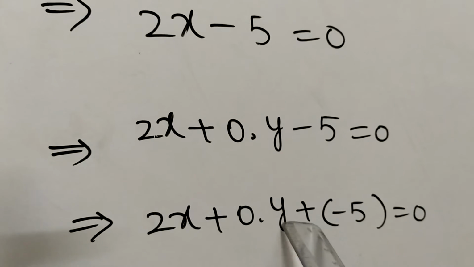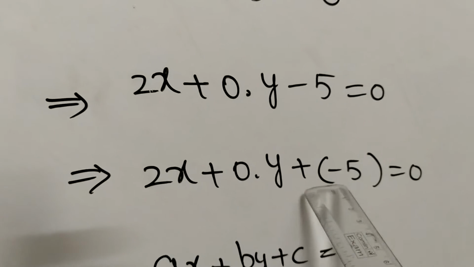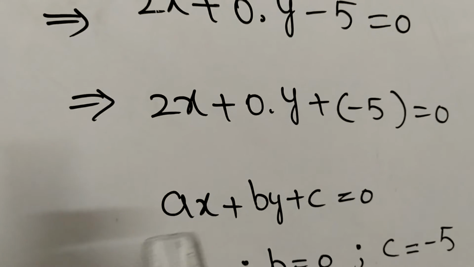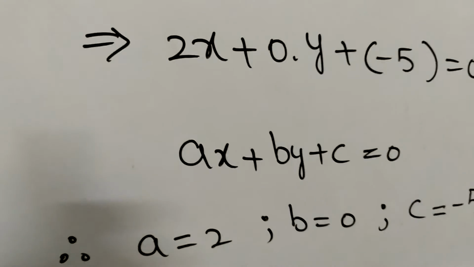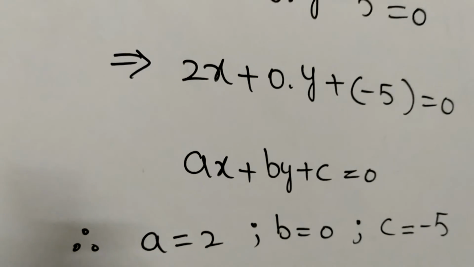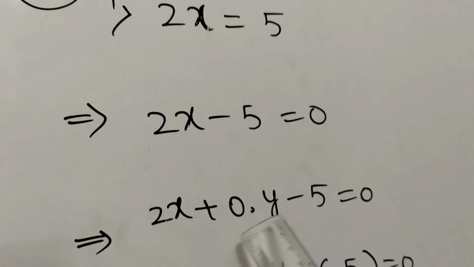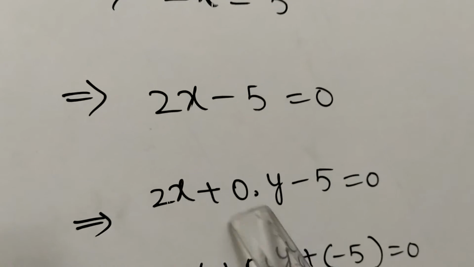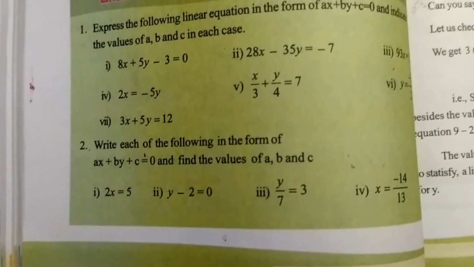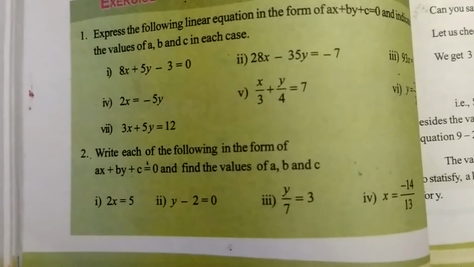This also we have to do plus into. So I am writing here 2x plus 0 into y plus into minus 5 equals to 0. Now compare it with ax plus by plus c equals to 0. Then you will get a equals to 2, b is equals to 0 and c equals to minus 5. Like this you have to do the solution. If another variable is not there, then take 0 into y. If x is not there, then take 0 into x. These remaining problems also you have to do in the same manner, students.